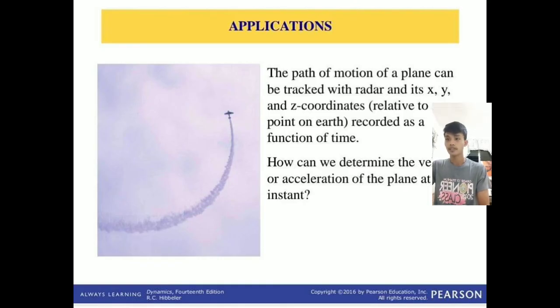Curvilinear motion, general and rectangular components. The path of motion of a plane can be tracked with radar and its x, y, and z coordinates relative to a point on Earth recorded as a function of time. How can we determine the velocity or acceleration of the plane at any instant?